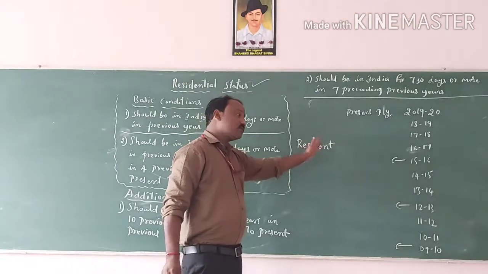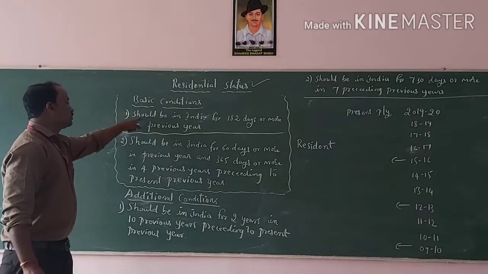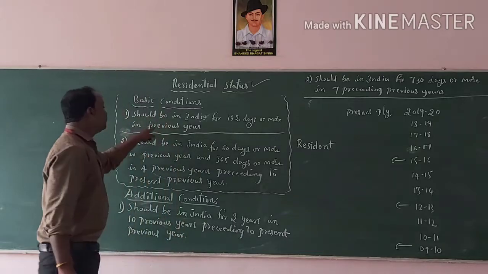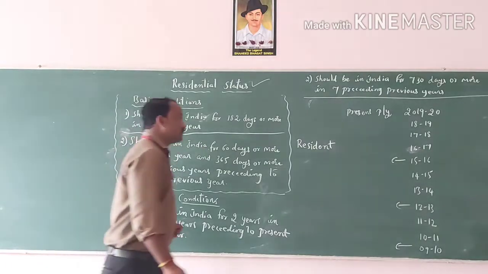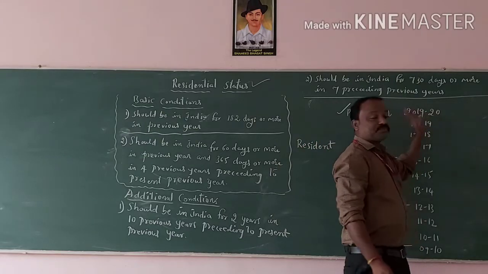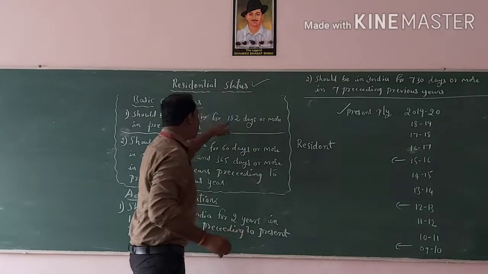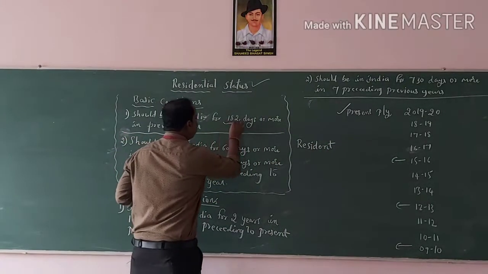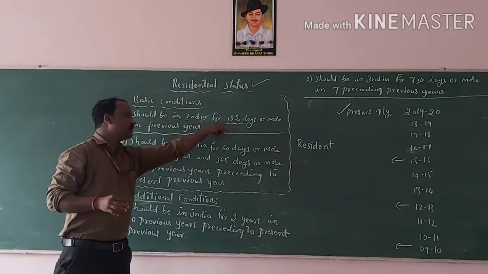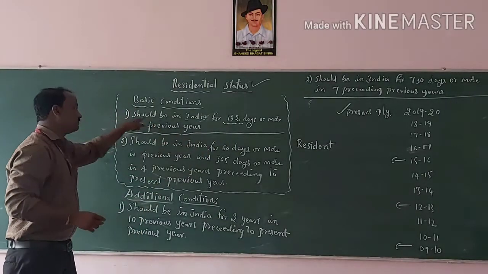What are those basic conditions? Let us see one by one. First condition: he should be in India for 182 days or more in the previous year. What is our present previous year? 2019-20. So in this previous year, that particular person must be in India for at least how many days? At least 182 days. If he stays in India for 182 days during the previous year, that means he has fulfilled the first basic condition.